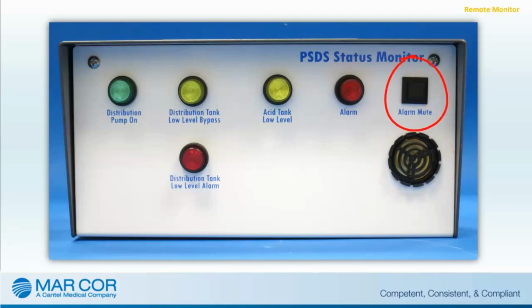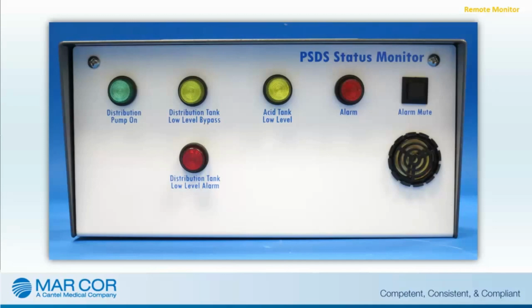It's also equipped with a temporary alarm mute button. Pressing the alarm mute switch on the PSDS status monitor will silence the audible alarm. If the alarm situation is not remedied, the system will re-alarm after 5 minutes.